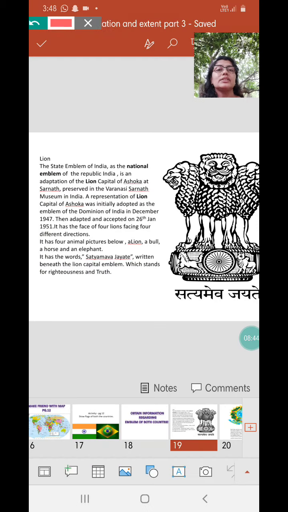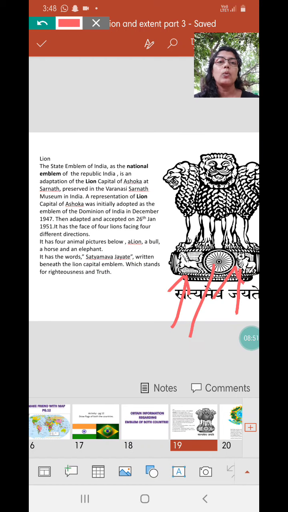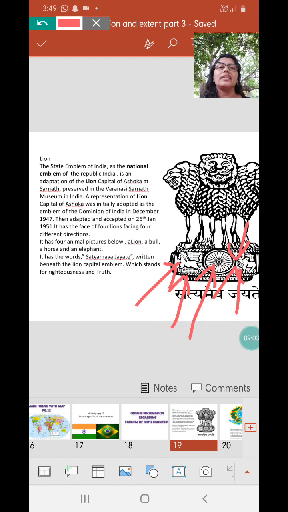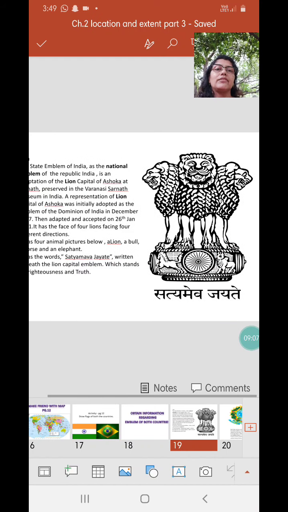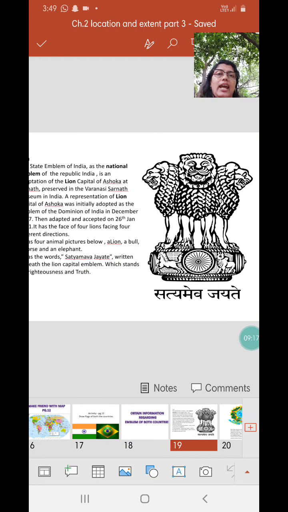Besides that, you see some animals given here. How many animals are there? There are a total of 4 animals depicted with this Ashoka chakra in the center. You have a bull over here, a horse over here, and the other 2 are an elephant and a lion. And below the emblem, Satyameva Jayate is written. These words stand for righteousness and truth.